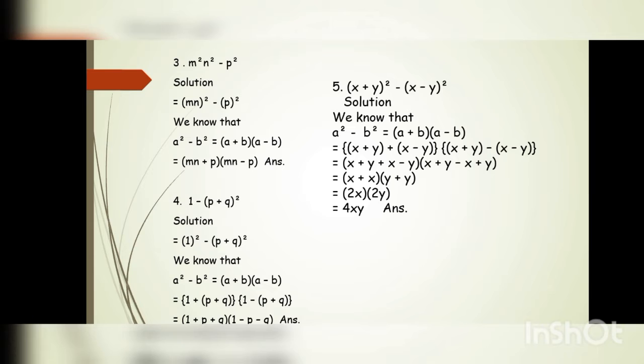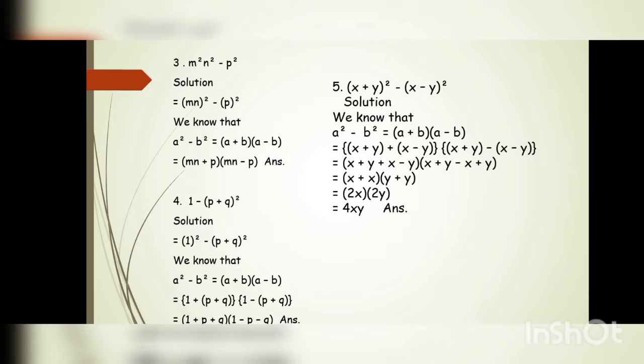Again we can apply the same formula here, which is a square minus b square equals a plus b, a minus b. Now write this expression according to the left hand side of this formula, which is a square minus b square. So here our a equals 1, and we can write 1 raised to the power of 2 because 1 into 1 equals 1. So we have written 1 whole square minus p plus q whole square as it is. Then our a equals 1 and our b equals p plus q.